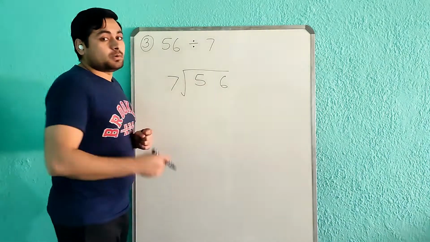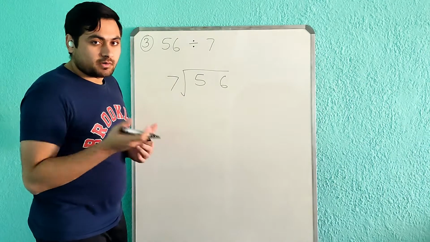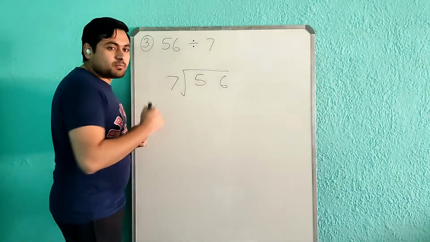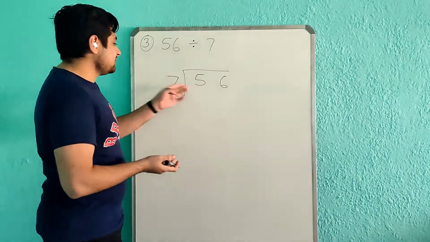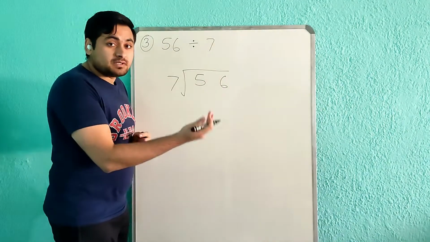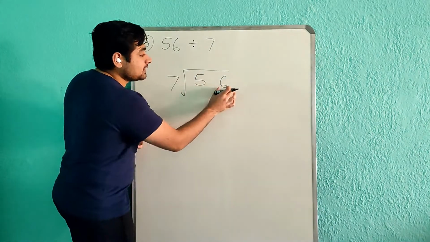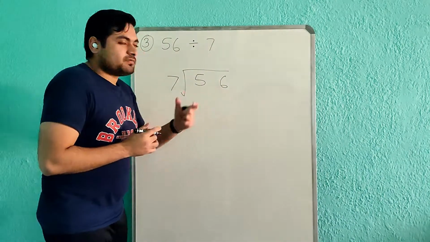We first ask ourselves, does 5 come in the table of 7? The answer is no, correct? Why? Because 5 is smaller than 7, right? Therefore it doesn't come in the table of 7, right? So what do we do if it does not come in the table of 7? You simply add the second number now. So now you are working with 2 numbers. So the number is 56.